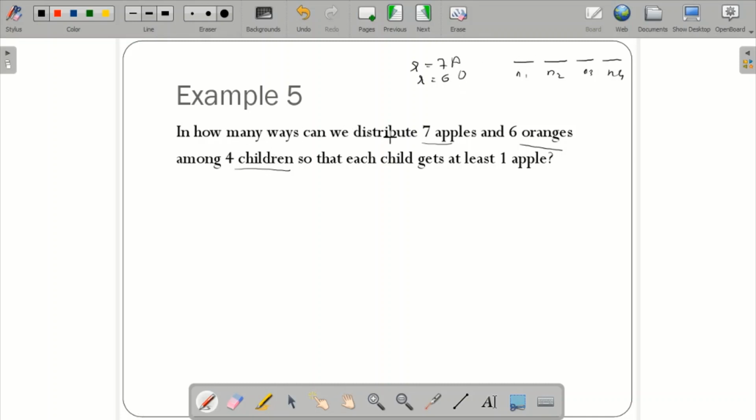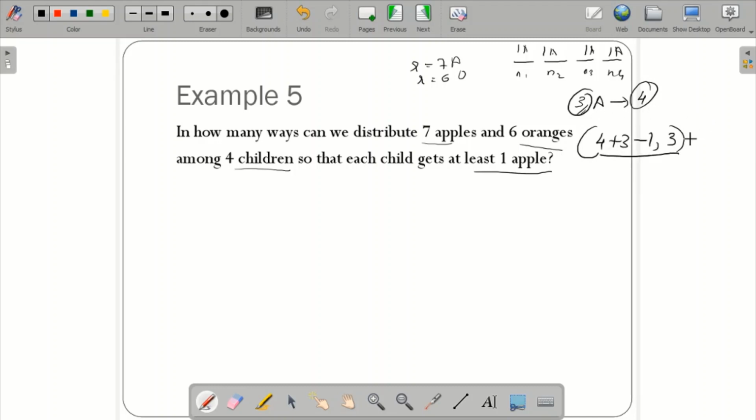So in how many ways can we distribute these among 4 children so that each child gets at least 1 apple? My job is, first, I'll distribute 1 apple to each of the 4 children, so each child gets at least 1 apple. Then the remaining is 3 apples. This again should be distributed among 4 children. So what would be the combination? C(n plus r minus 1, r). So this is how the remaining apples are distributed.